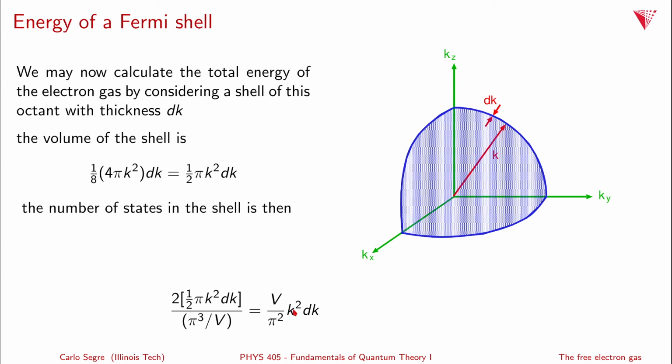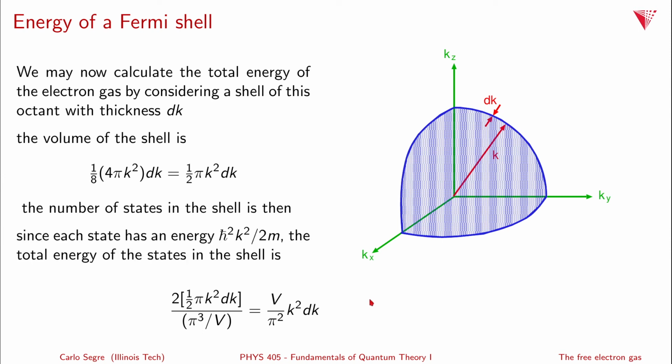If we now want to calculate the total energy in the system, we just have to integrate the energy for each shell out to the final radius, which is the Fermi radius. The energy per state in the shell, since they're all at a distance k, because dk is infinitesimally small, they all have an energy h bar squared k squared over 2m.